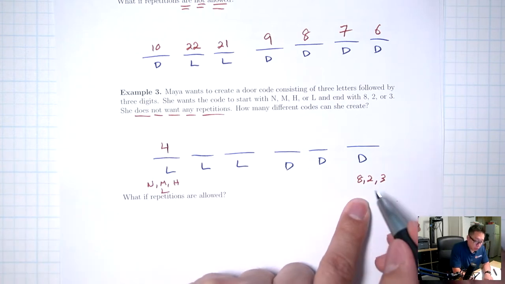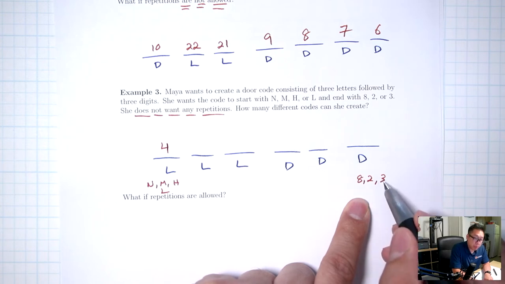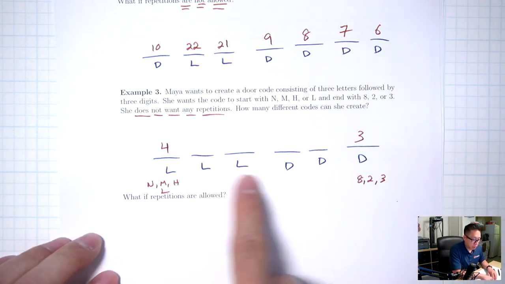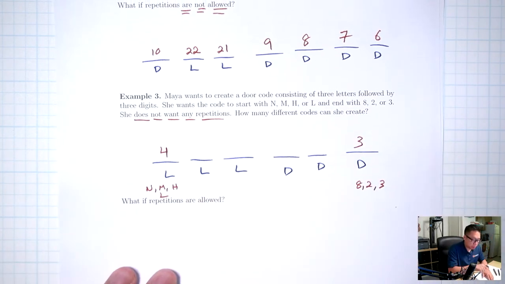Last blank, I want you to use 8, 2, or 3. How many options do you have? 3. Okay. These other blanks don't have restrictions.